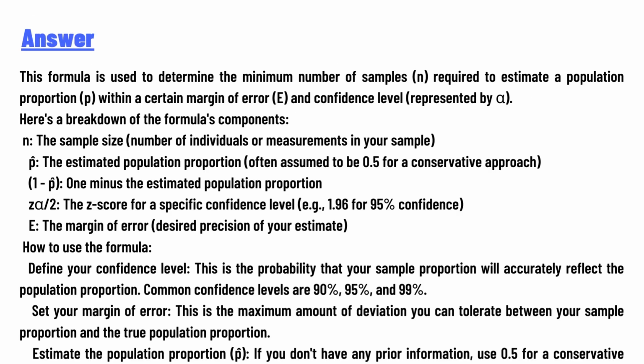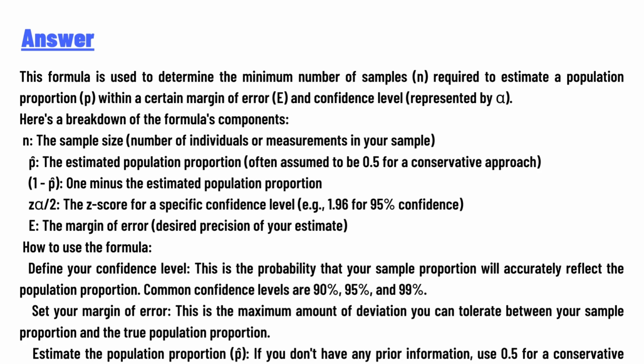the formula used to determine the minimum number of samples n required to estimate a population proportion p within a certain margin of error E and confidence level represented by alpha. Here's the breakdown of the formula's components. n: the sample size, number of individuals or measurements in your sample. P: the estimated population proportion, often assumed to be 0.5 for a conservative approach.